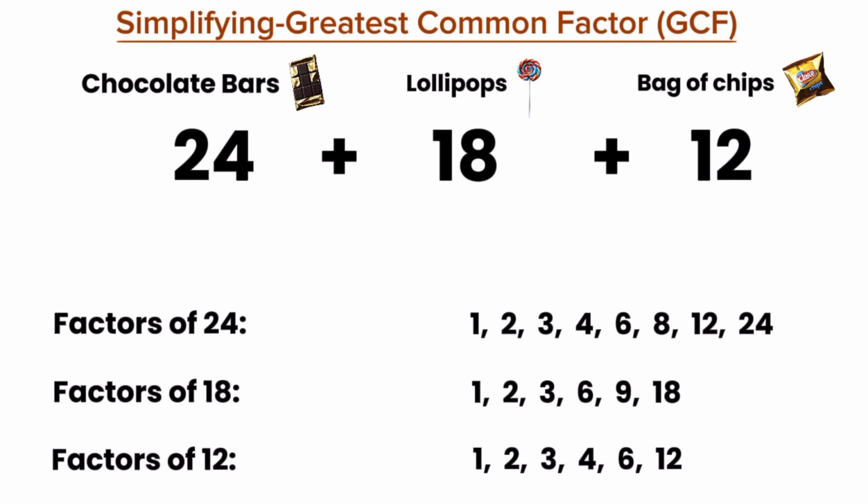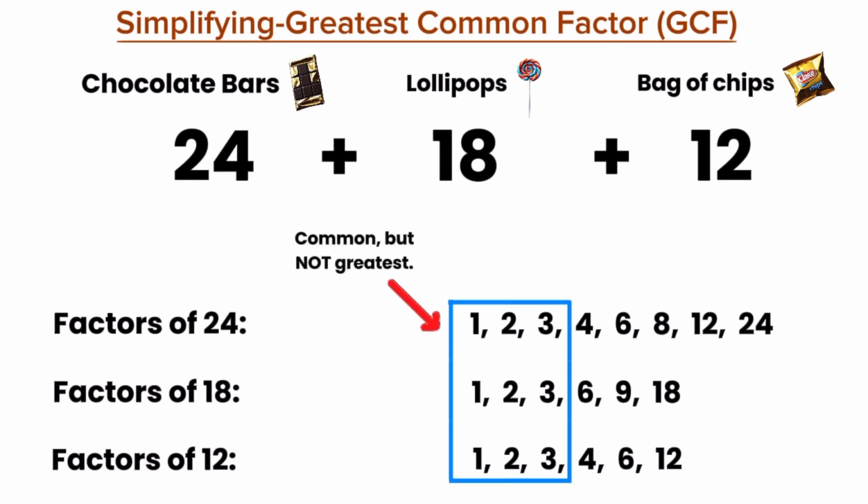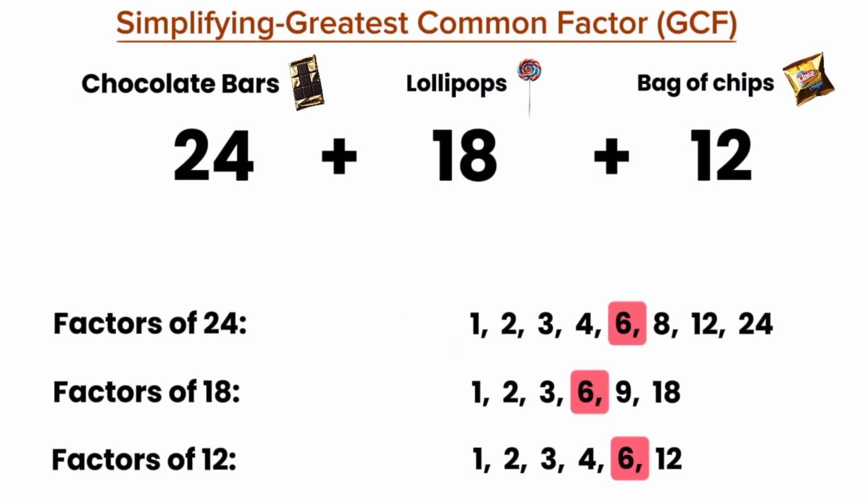Now that you have the factors for 24, 18, and 12, find the greatest or highest common factor. In this case, the number 6 is the highest value that they all share in common. Therefore, it would take a maximum of 6 days to evenly have all the treats.